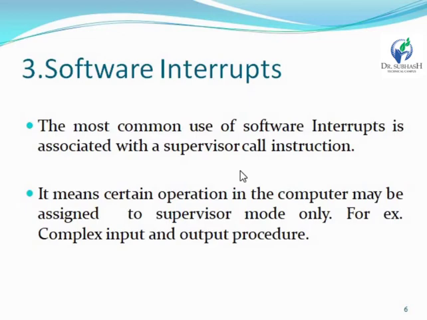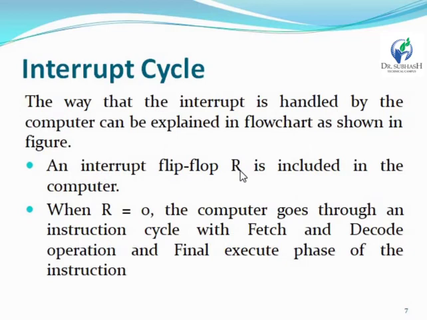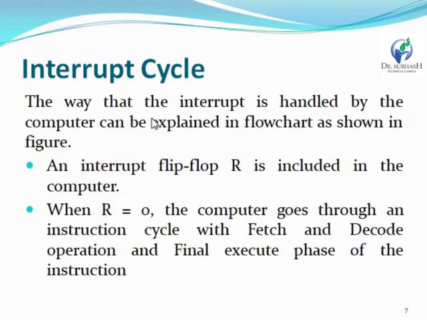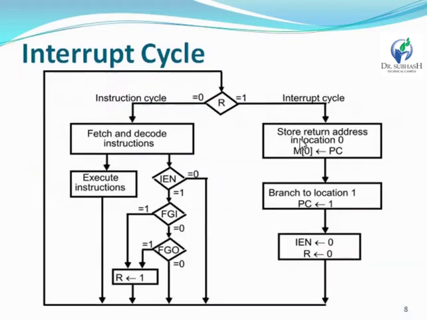Now the next is the interrupt cycle. So what is the interrupt cycle? How is it executed and how does it solve problems? Here we can see the flowchart of the interrupt cycle. The way that an interrupt is handled by the computer can be explained in the flowchart as shown in the figure. So this is the flowchart of the interrupt cycle.